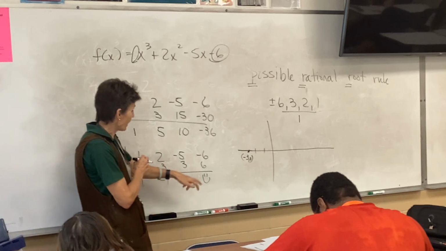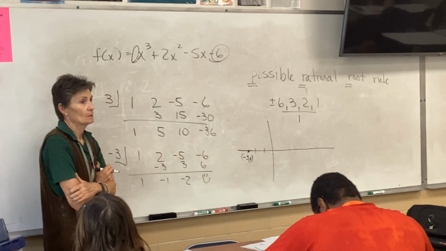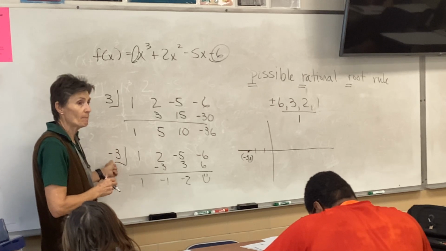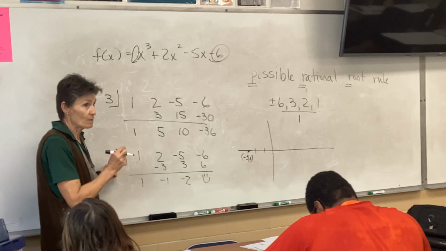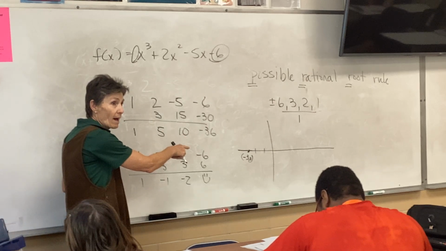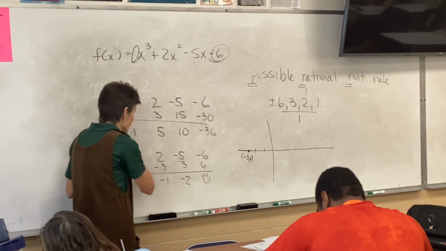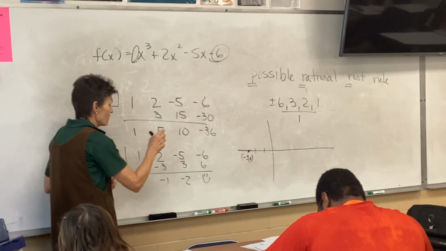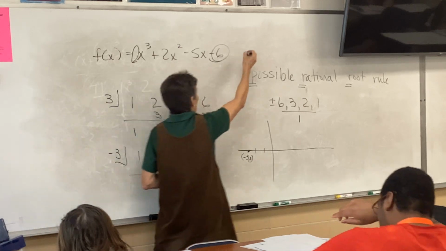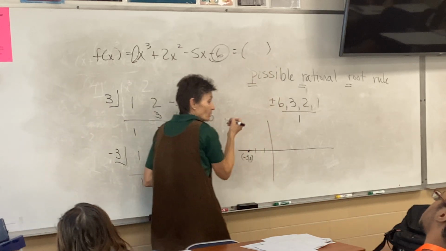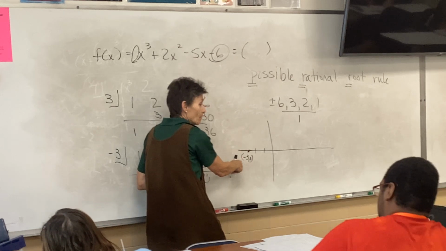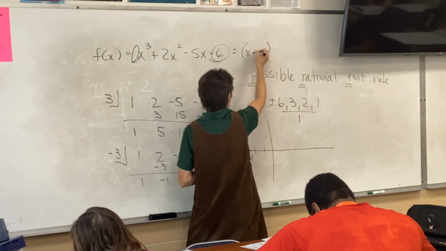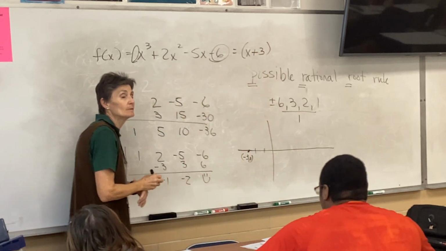When I got a remainder of 0, that meant that the number in the box was a 0, a dot on the graph. That number is a dot on the graph. Okay? Now, if that was the dot, what was the factor? If that was the dot I ended up with, what would be in the parentheses? It's x + 3. Very, very good.